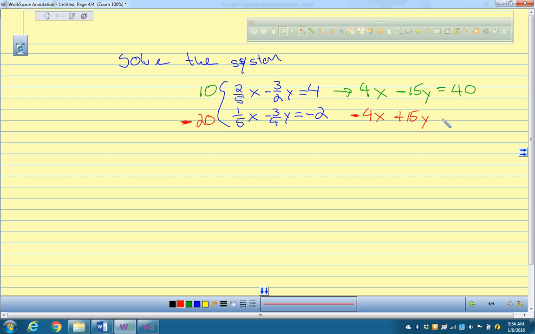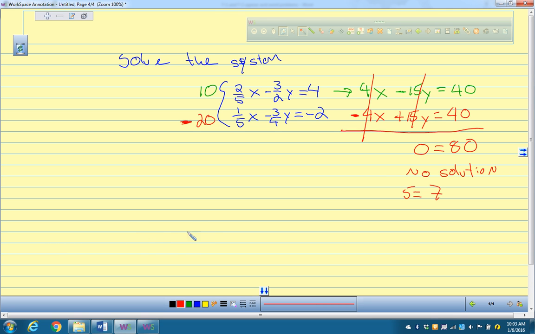Uh-oh, I see something weird happen. -20 times -2 makes +40, which when I add them together, this goes away, this goes away, I get 0 equals 80. What does that mean? That means there's no solution. So if you see something like that, 0 equals 80, or 5 equals 6, or 5 equals 7, it means no solution. What does that mean graphically?